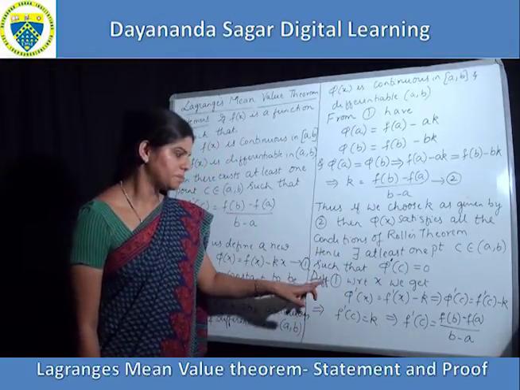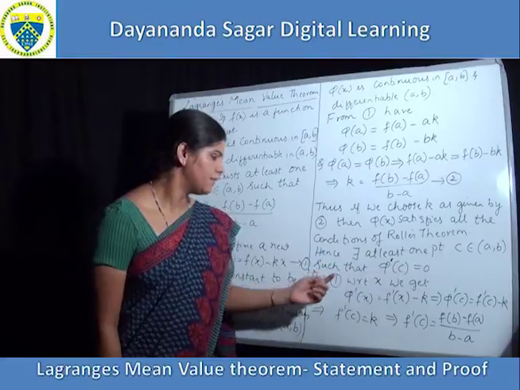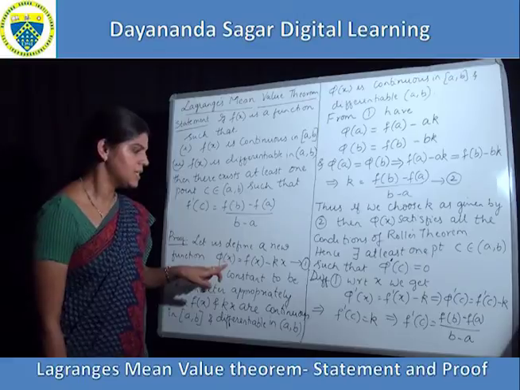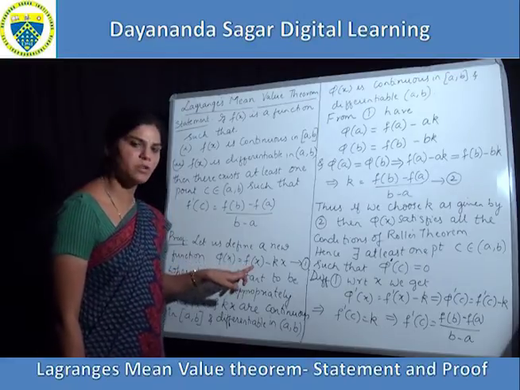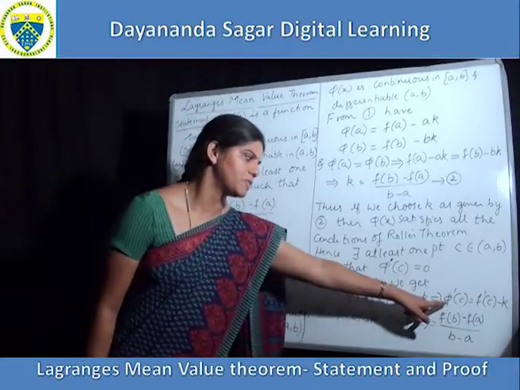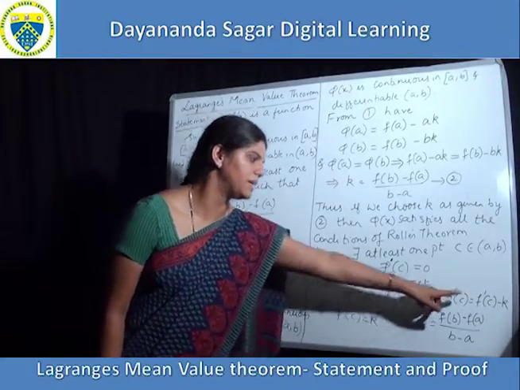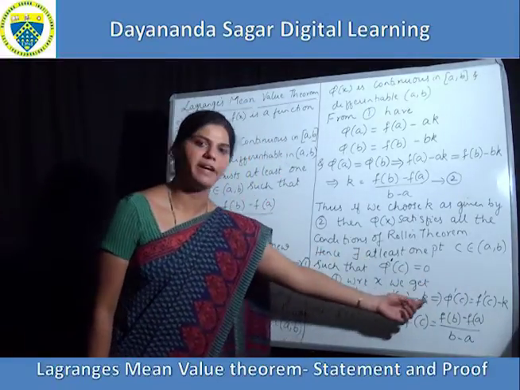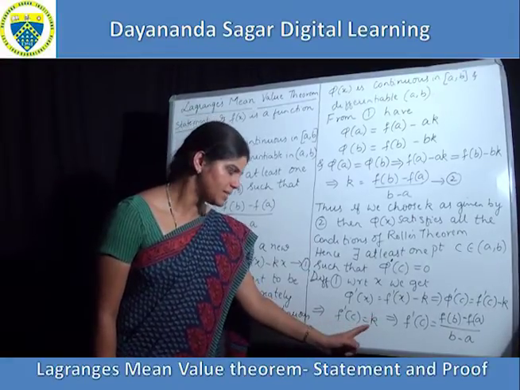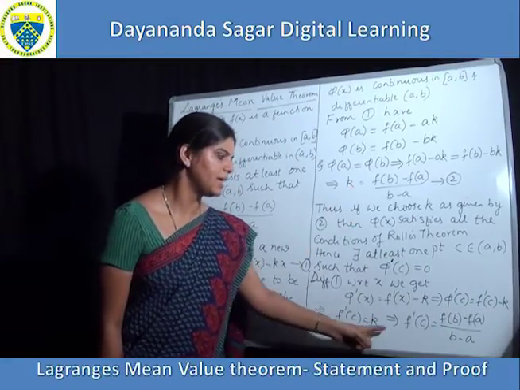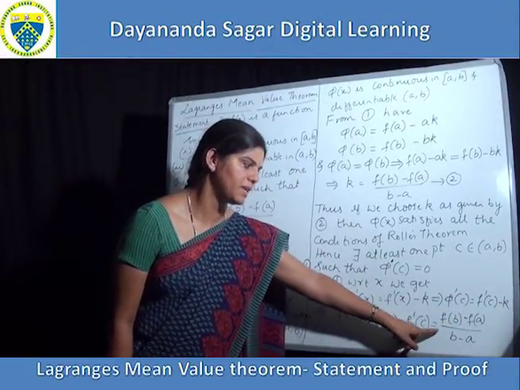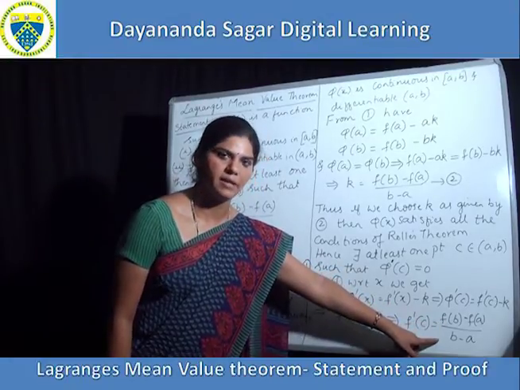Now how do you get phi dash of c? We need to differentiate relation 1 with respect to x. So we get phi dash of x is equal to f dash of x minus k. So that is what is written here. So now what is phi dash of c? Phi dash of c is equal to f dash of c minus k. And we know that phi dash of c is equal to 0. Hence we get f dash of c is equal to k. So what is k? From relation 2, k is f of b minus f of a divided by b minus a. Hence f dash of c is equal to f of b minus f of a divided by b minus a, and hence proved.